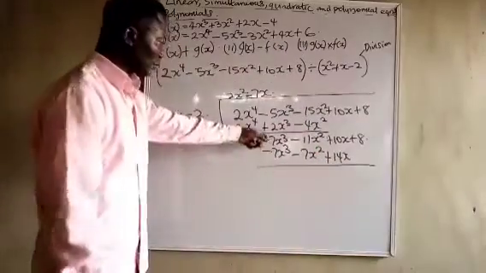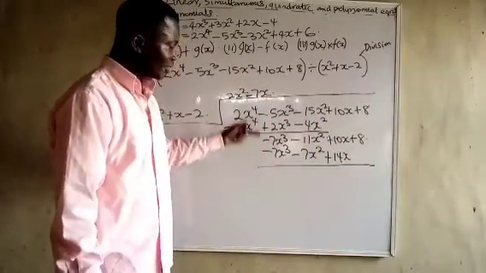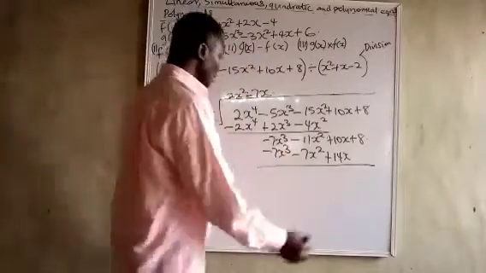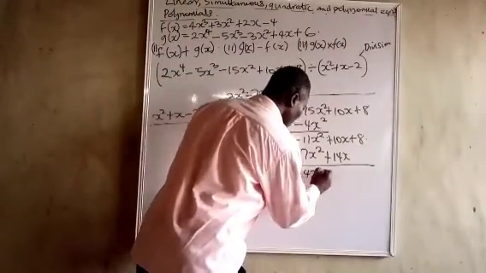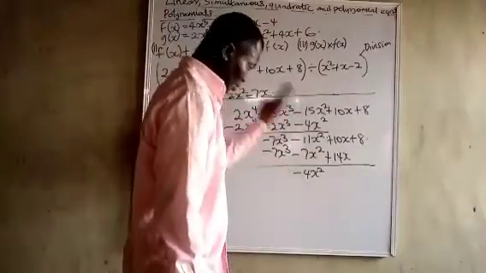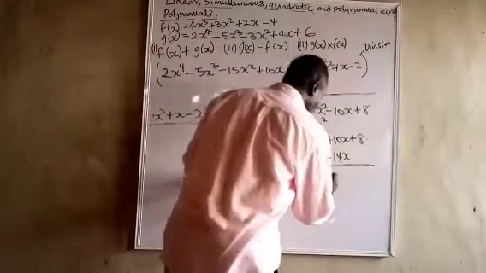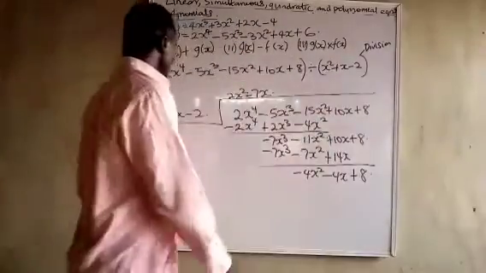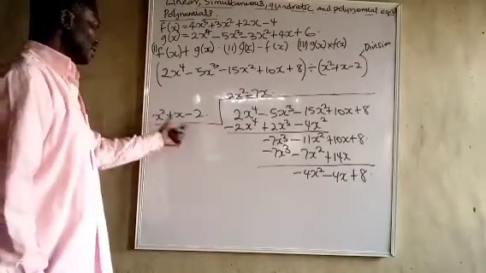Now, let me subtract this one from this one. So, minus 7x minus 7, that's not 0. Minus 11x minus 7x is minus 4x squared. 10 minus 14 is minus 4x. So, let me bring this one down. That's 0 plus 8.